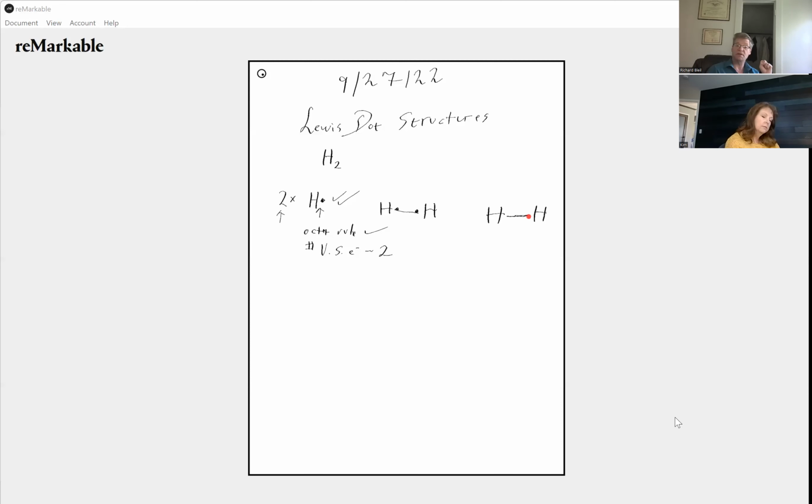Remember that the bonds always, always, always involve 2 and only 2 electrons. That's from quantum theory, remember? Any orbital can hold up to 2 electrons provided it's opposite spin. So this bond indeed holds 2 electrons, and we have 2 electrons. This is a valid Lewis dot structure.